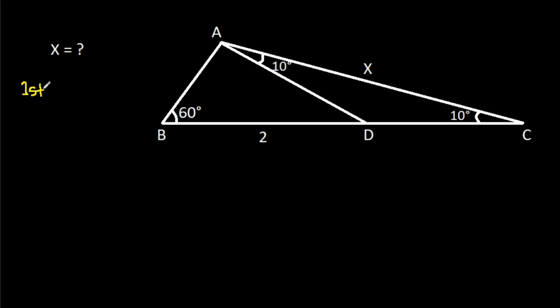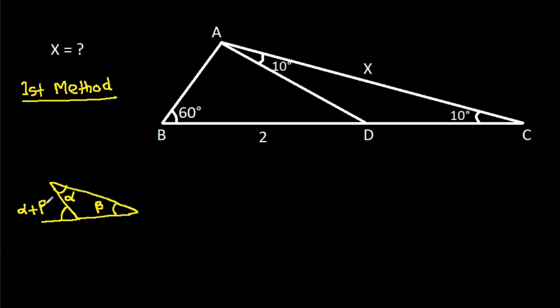So the first method. In any triangle, if this angle is alpha and this angle is beta, then this exterior angle will be alpha plus beta. So here, this angle will be 10 degrees plus 10 degrees, that will be 20 degrees. And we have AC is X.